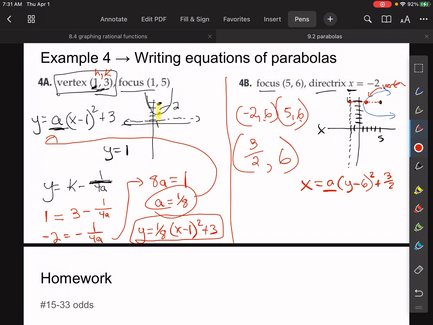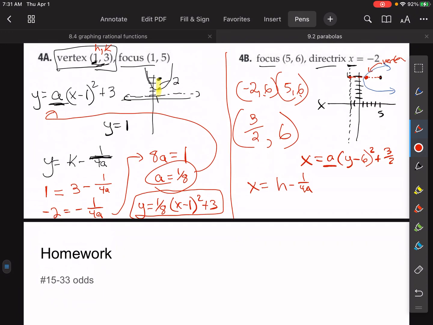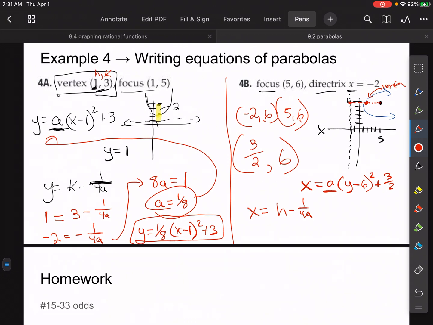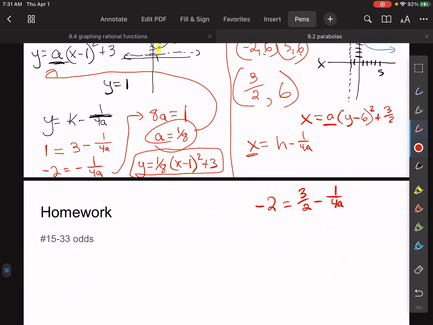Okay, so in this case, when we're going this way, remember that the h and the k switch. So over on the other side, we said y was equal to k minus 1 over 4a. Now we're going to say x is equal to h minus 1 over 4a. So in order to do that, I know my directrix, my x value was given to me, it was -2. So I have -2 is equal to the h value, 3/2 minus 1 over 4a. Okay, so I'm going to subtract 3/2 from both sides here. And if I do that, -2 minus 1.5 is -3.5.